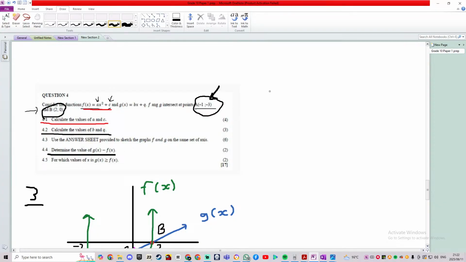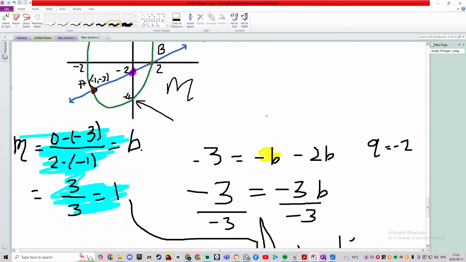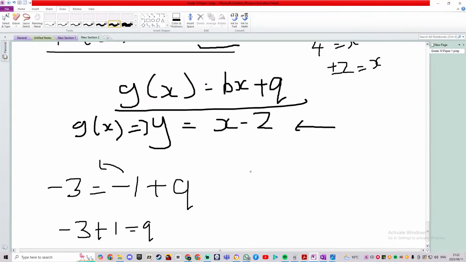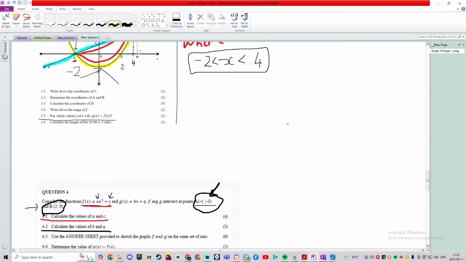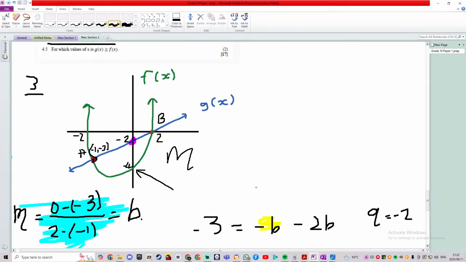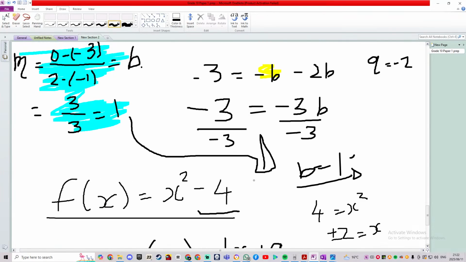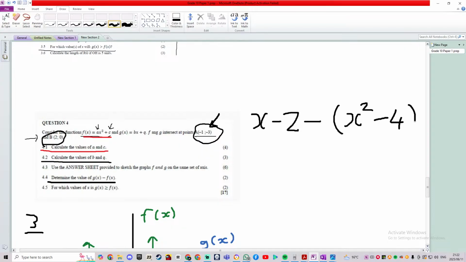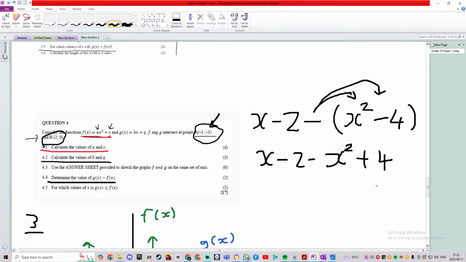All you do, you take g of x. What was g of x equal to? G of x was equal to x minus 2. So you take g of x, x minus 2, and you subtract f of x, which is equal to x squared. But you must put brackets now because you're subtracting the whole graph. That is equal to x squared minus 4. And then the minus, you multiply it in there. X minus 2 minus x squared plus 4.